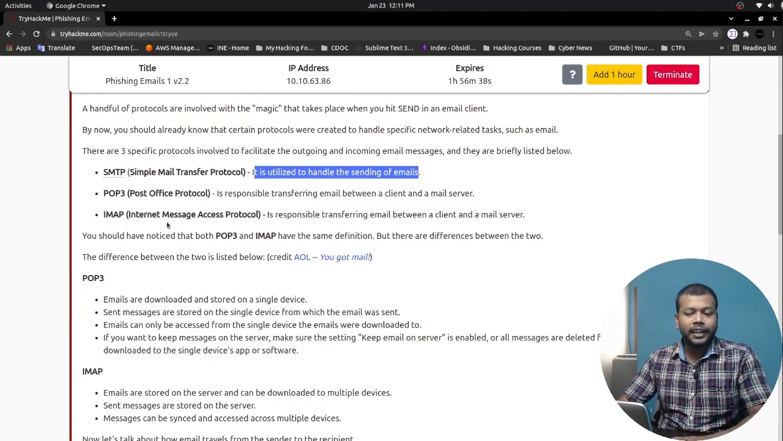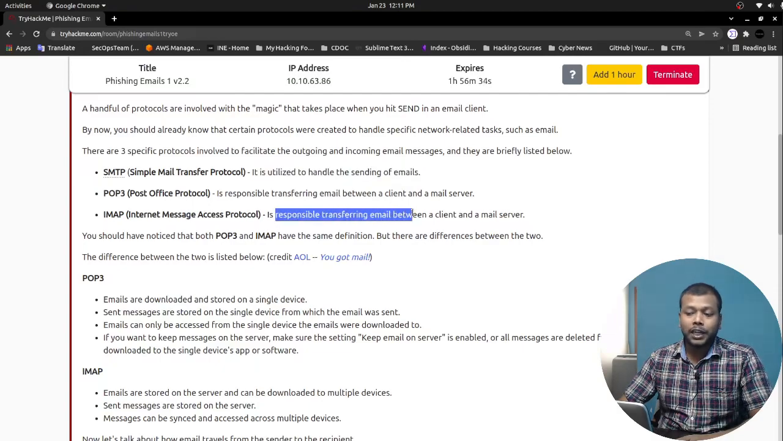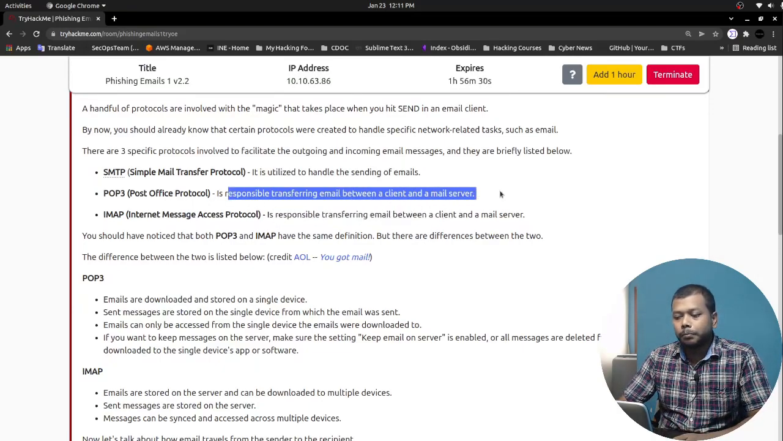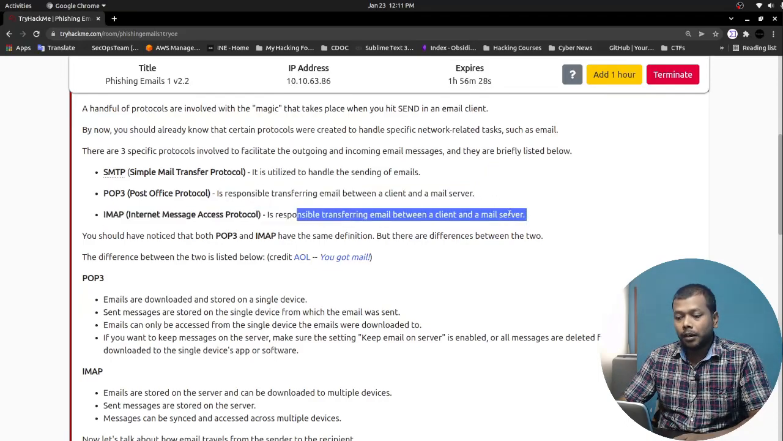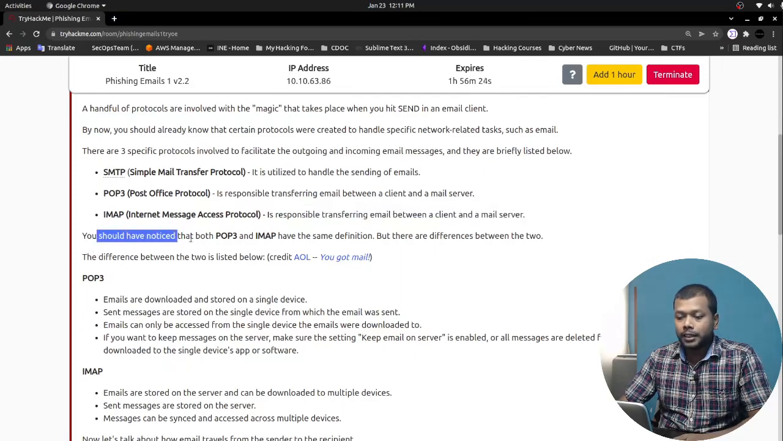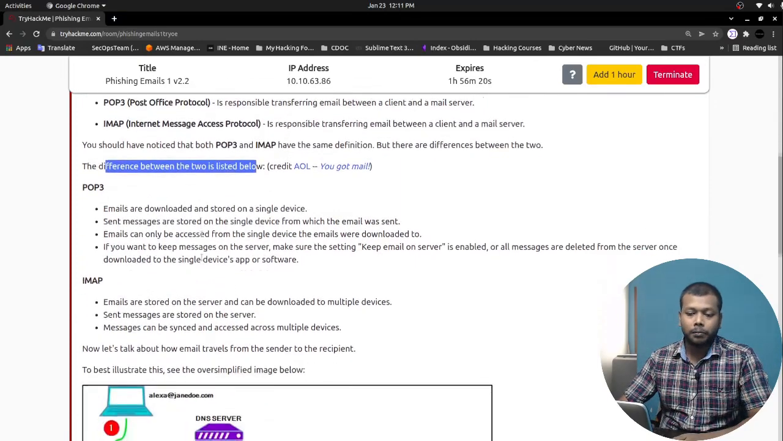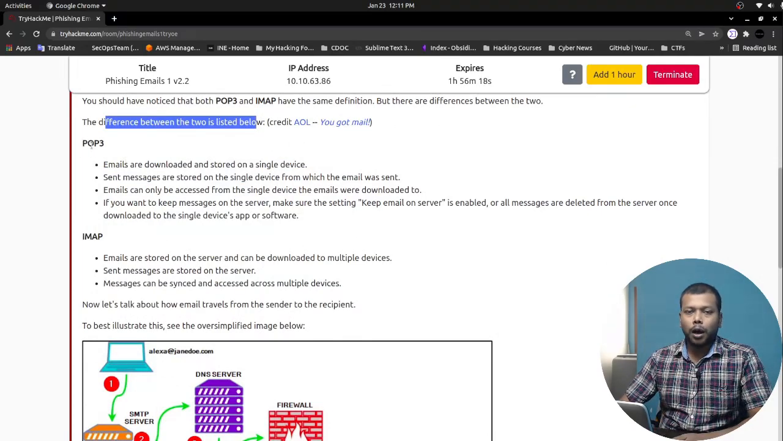And IMAP, Internet Message Access Protocol. So this is another protocol responsible for transferring email between client and the email server. You may ask, both seem to be the same, but it is not. There are some differences. You should notice that, yeah, that is what they gave here, the difference between the two listed below. So let's see how POP3 differs from IMAP.